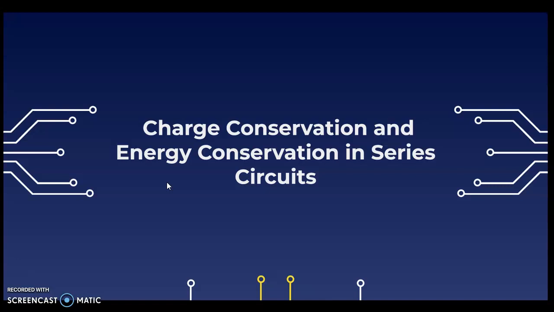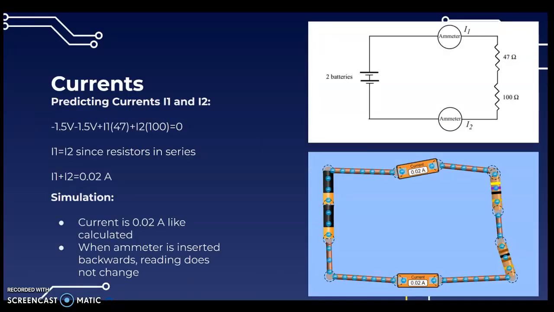So this is charge conservation and energy in series circuits. We first predict current I1 and I2. We can use a loop rule to do this. Starting anti-clockwise, the voltage lost by the batteries is equal to the gain by the resistors. Since the resistors are in series, the currents I1 and I2 are the same, and the equivalent resistance is 147 ohms. So when we solve this out, we get 0.02 amps for the current.